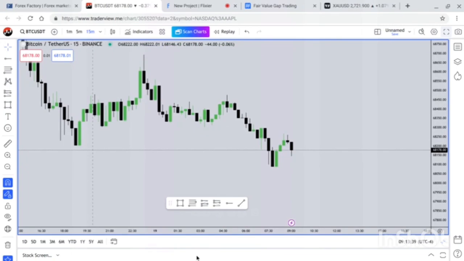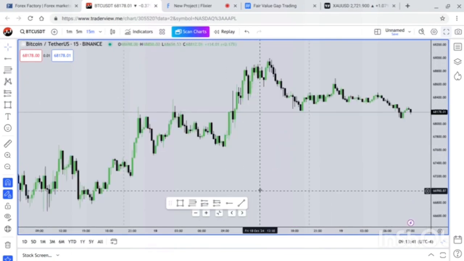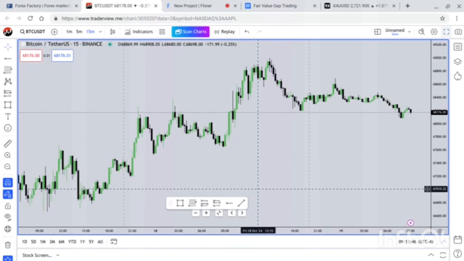Let me reset the chart back. What do you feel in this BTC? Do you feel that this BTC will go down or it will go up? You first have to have your direction, where you feel the market is going to go, whether you are going to be using a buy fair value gap or a sell fair value gap. Once you determine where the market is going to go, then you start hunting for your fair value gap.